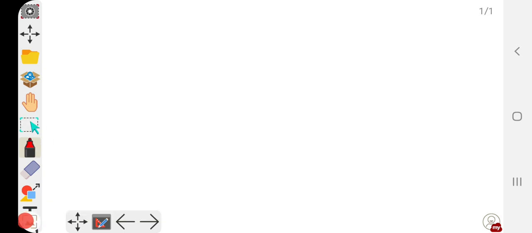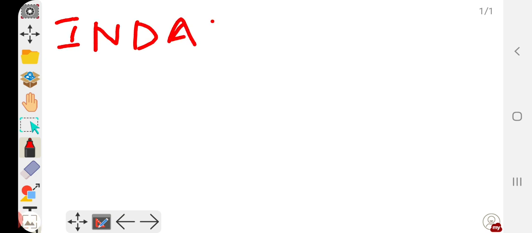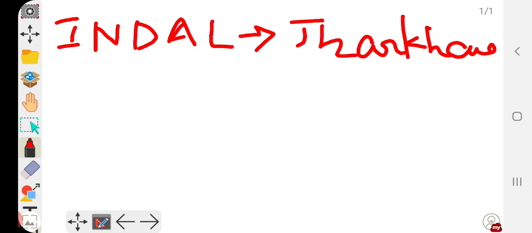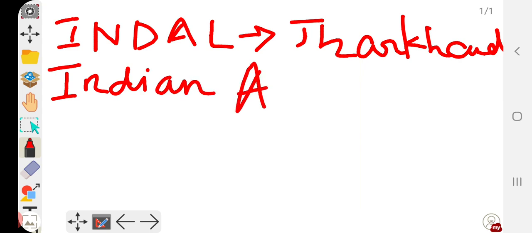The first one is Indal, and where is it situated? It is situated in Jharkhand. And what is the full form of this? It is Indian Aluminium.